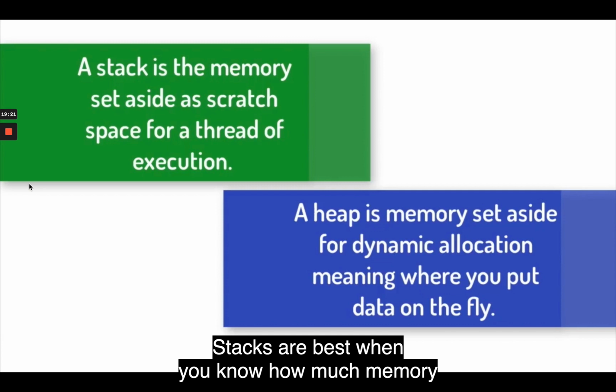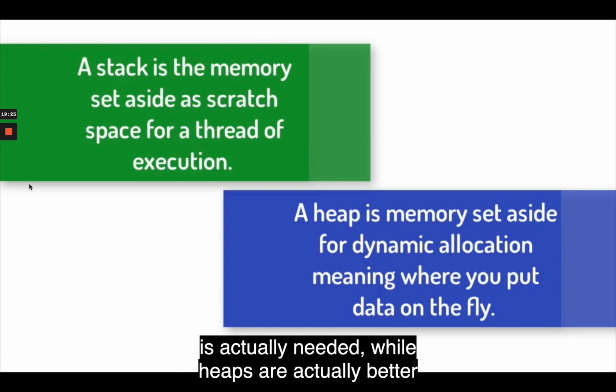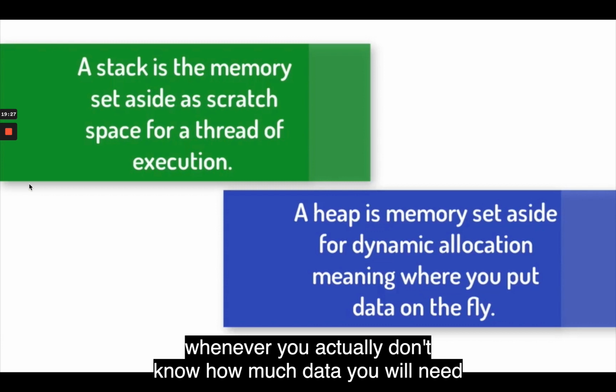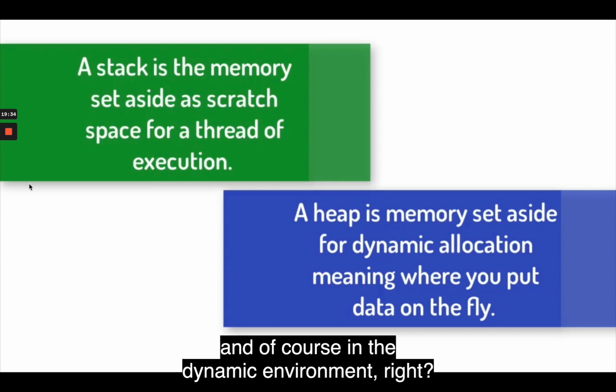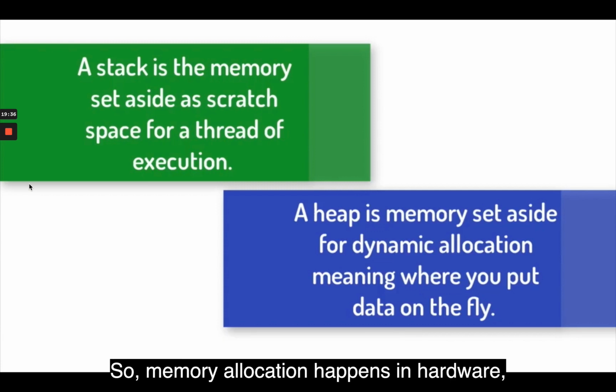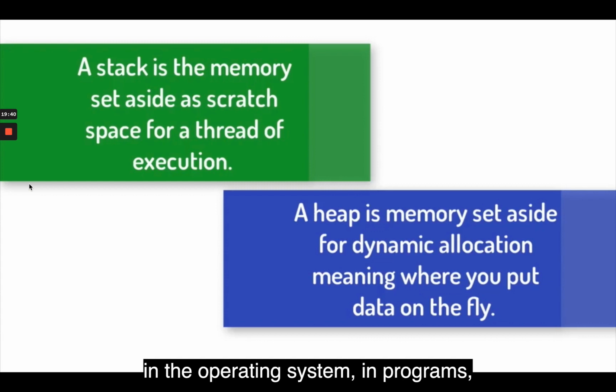Stacks are best when you know how much memory is needed, while heaps are better whenever you don't know how much data you will need at runtime, or if you need to allocate a lot of data, and, of course, in a dynamic environment, right? So memory allocation happens in hardware, in the operating system, in programs and also in applications, right?